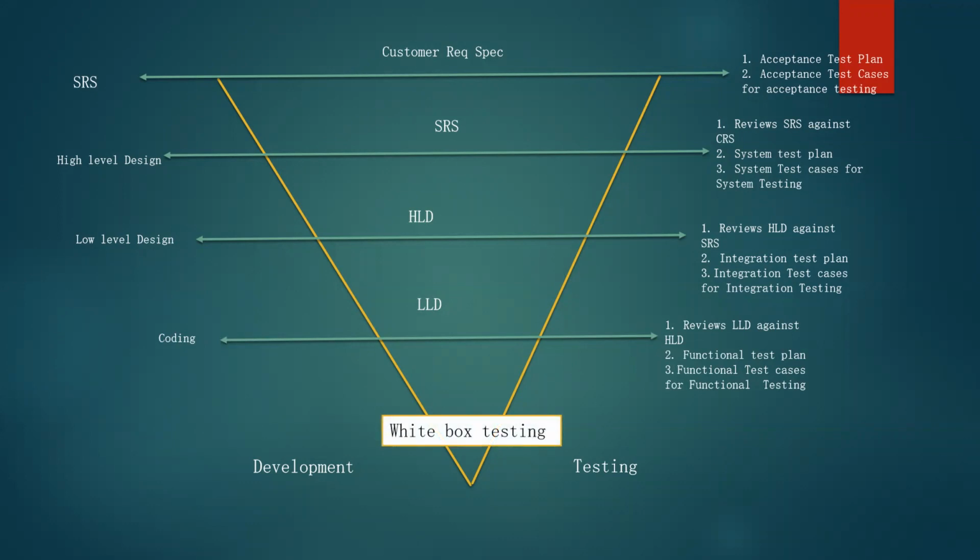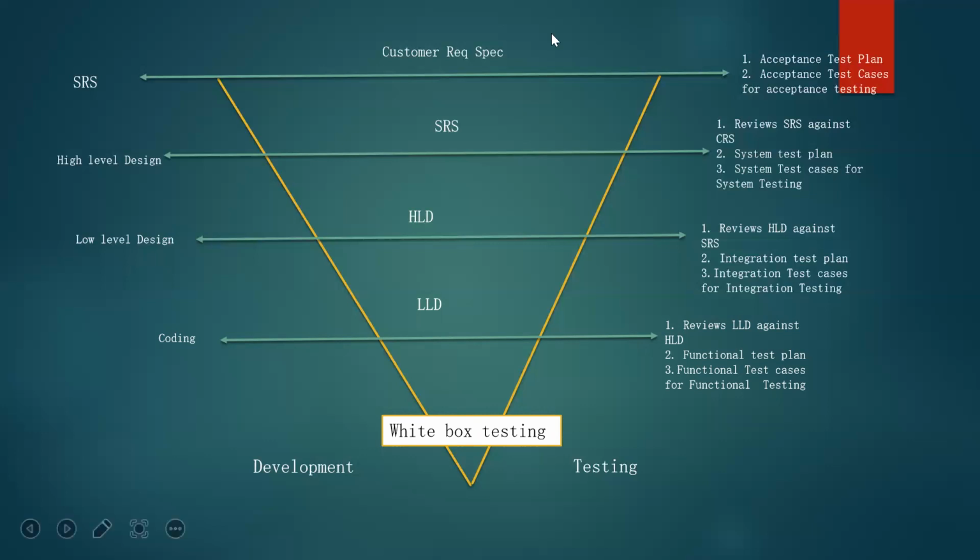But white box testing is something the developers do. They also do a very minimal kind of testing, but it is nothing related to functionality. They will check if their code is running fine and the code is delivering the output. These kinds of testing the developer does are called white box testing.